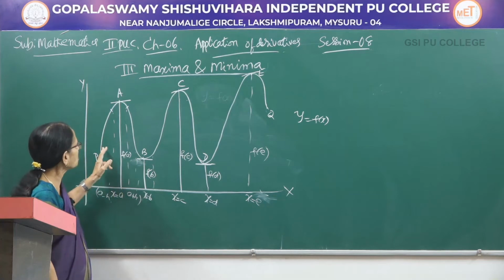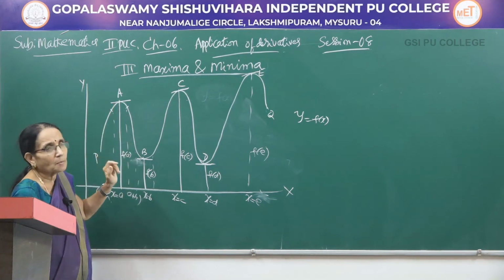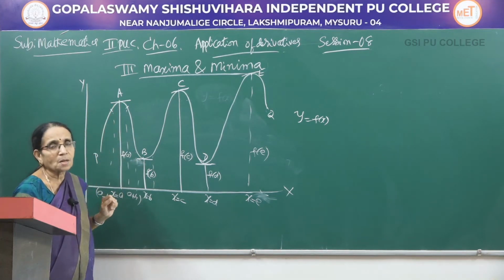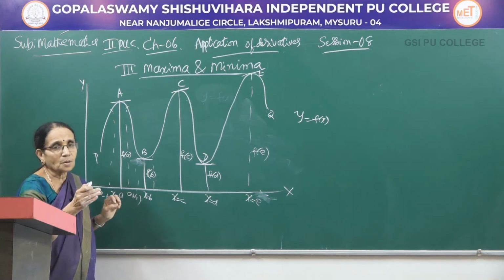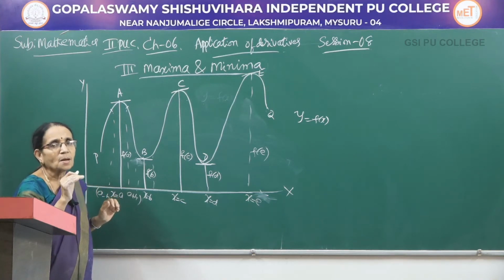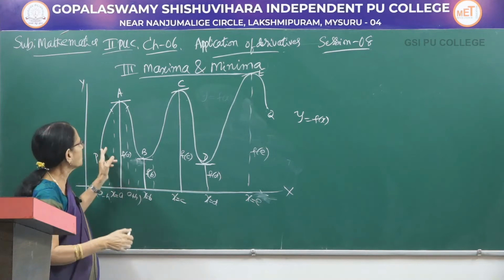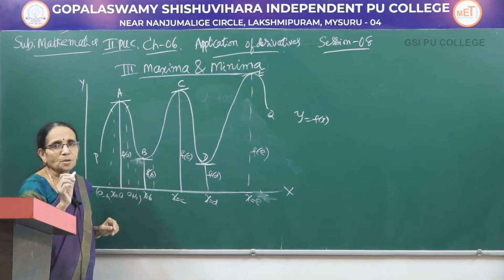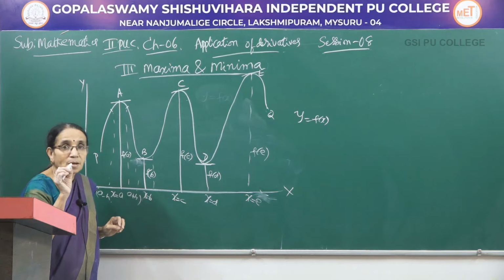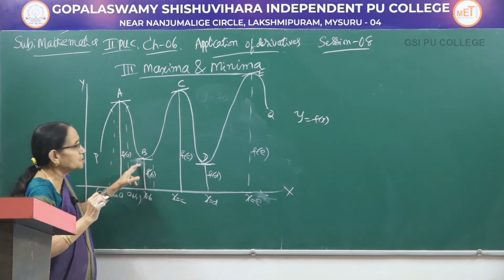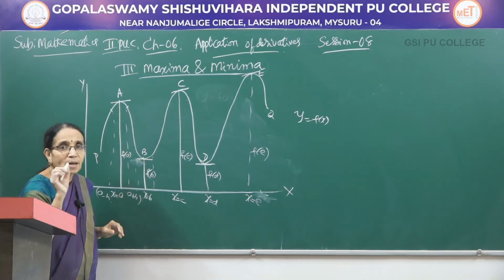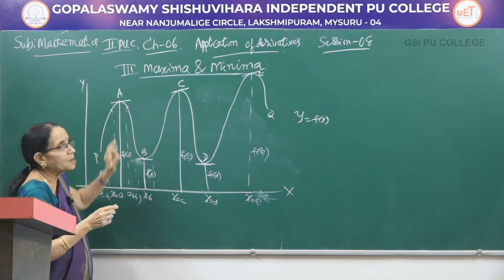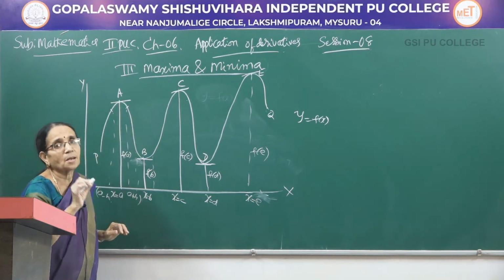Now here you observe from P to A, the function is increasing. That is according to the statement of the theorem which you learnt in increasing and decreasing functions. When the function is increasing, the first derivative f dash x is greater than 0. When the function is decreasing, f dash x is less than 0. At this point, f dash x is exactly equal to 0.